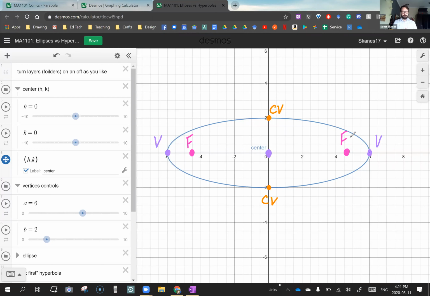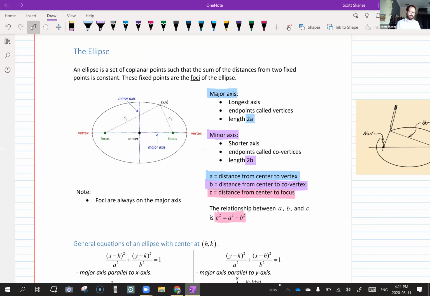Again, in summary, the ellipse is just a stretched circle. We have what's called the major axis, which has vertices on it. We have a shorter minor axis, which has co-vertices on it. And then we have two focus points called foci, which are also on the major or longest axis. So now that I've talked your ear off, let me do some work in the notes so we can connect all these ideas. So these are the big ideas.